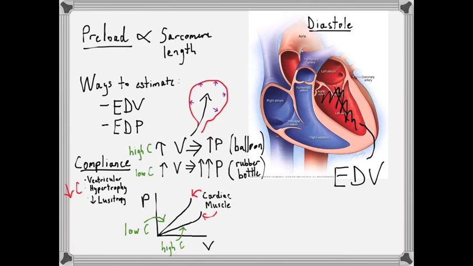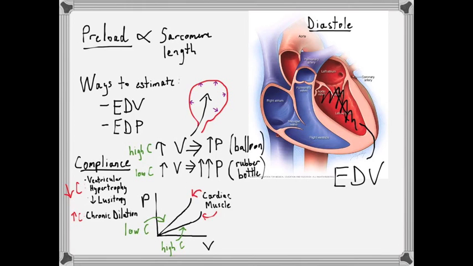We also might see a decrease in lusitropy. Lusitropy is the ability for the ventricle to relax. So if the ventricle can't relax, we have a stiffer wall and a decrease in compliance. On the other hand, increased compliance might be seen in a chronically dilated ventricle, which easily fills with volume for a small change in pressure.